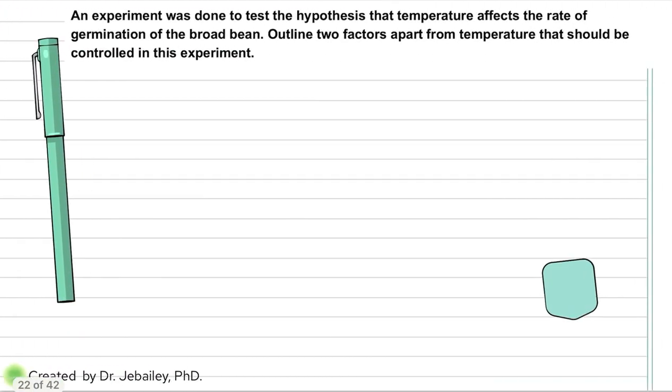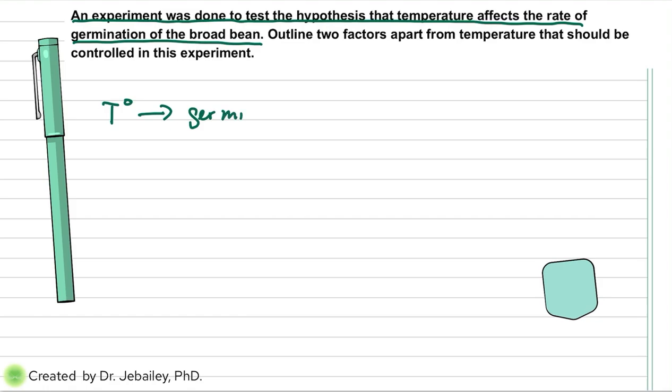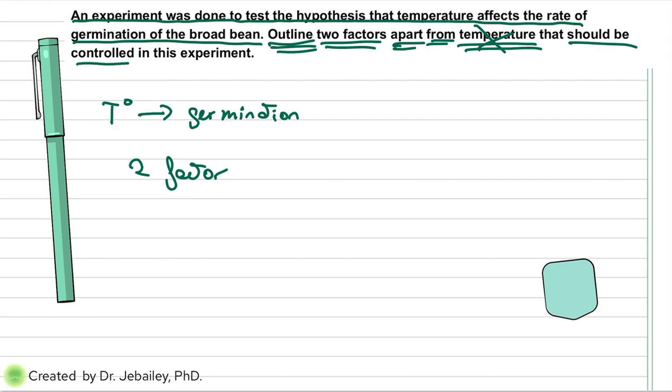So the next question says an experiment was done to test a hypothesis that temperature affects the rate of germination in broad beans. So we talk about how temperature will affect germination. Now outline, of course as bullet points, 2 factors. So we want 2 factors right here, apart from temperature. Okay, so we do not want to mention temperature.